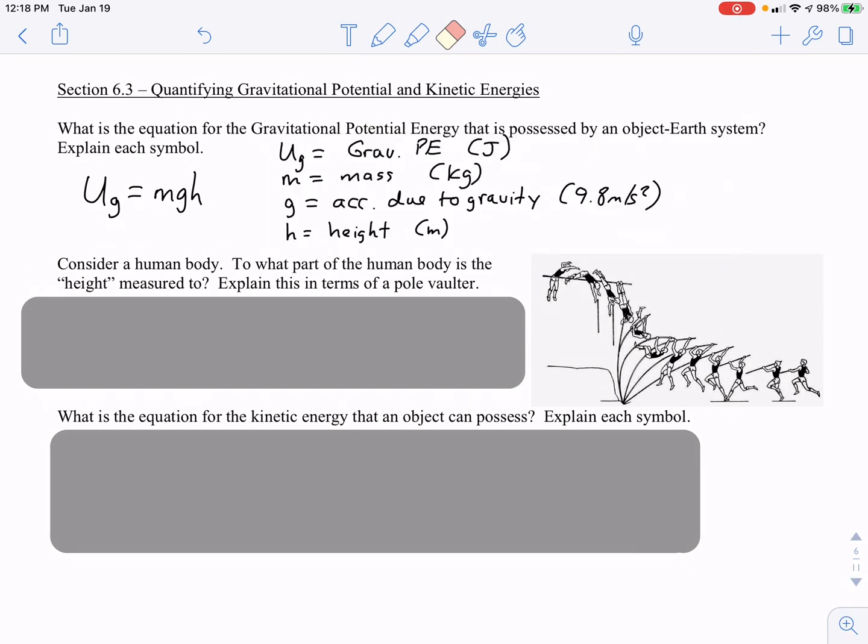U sub G is the gravitational potential energy, recorded in joules. M is the mass in kilograms. G, if you recall, is the acceleration due to gravity. Feel free to round it up to 10. 9.8 should be used for all labs, however. And H is the height above the lowest point in the problem.